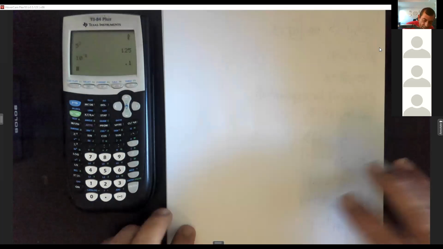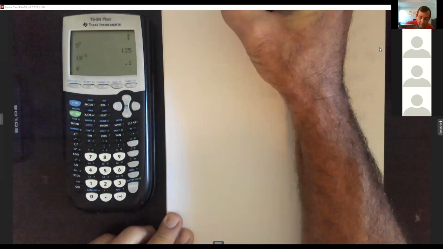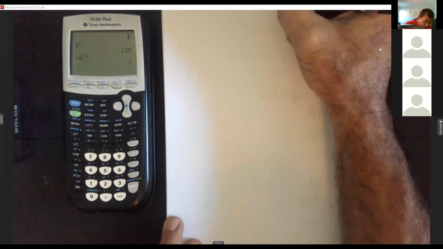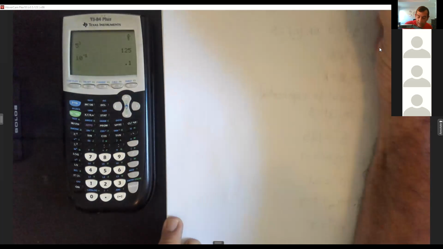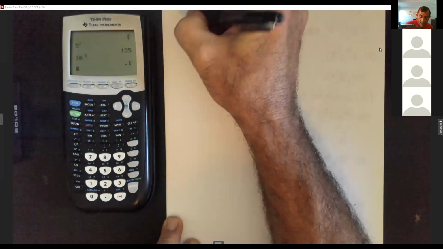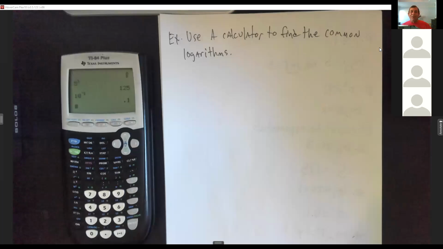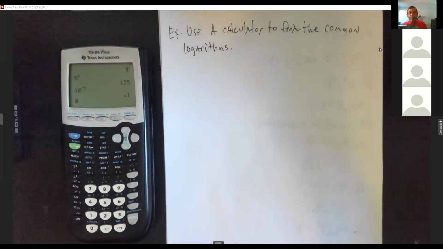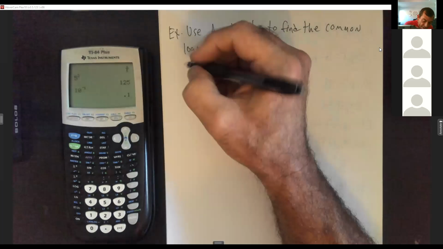All right, next, we're going to use a calculator to find the common logs. To find a common logarithm. Now the common logarithm means it's just a log base 10, okay? And then the other one I said was the natural log. So they're just wanting to get good on the calculator doing the logs.